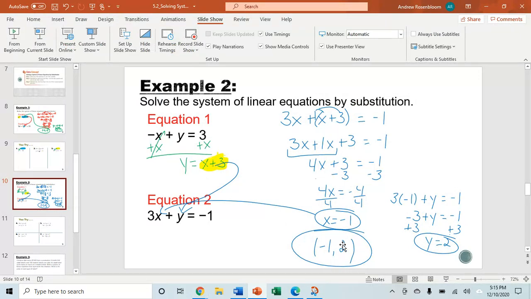Now, you won't always have the luxury of Desmos. You need to know how to use all of the different techniques in order to solve by substitution.